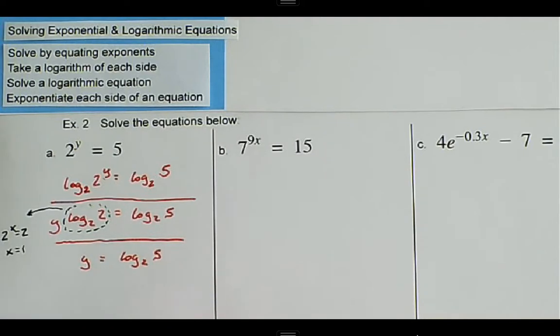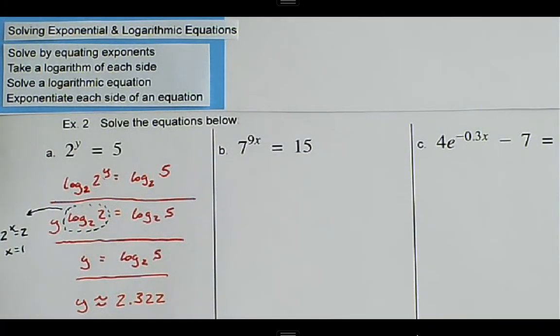Log base 2 of 5 is a constant. We can calculate that. We can use the math function, substitute that into our calculator, and we're going to approximate it: y is about equal to 2.322.